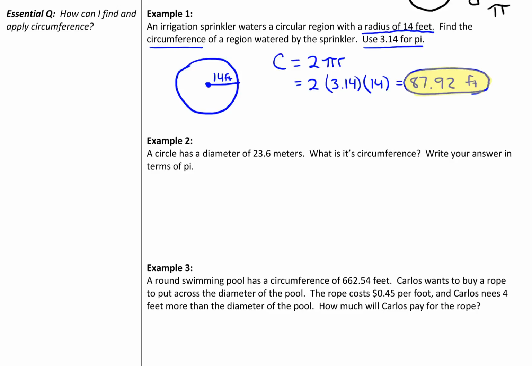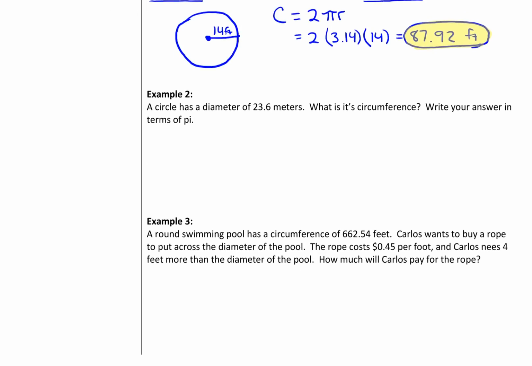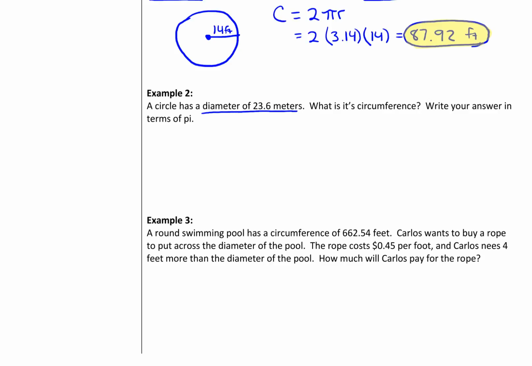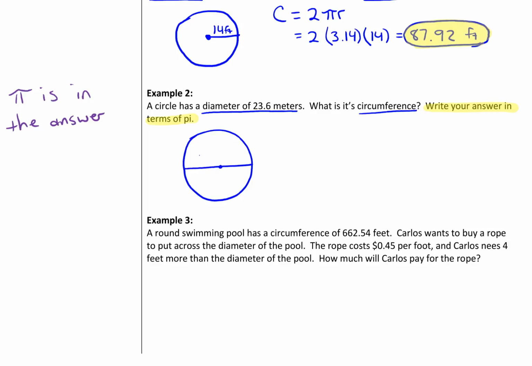Okay, let's move on to example 2. A circle has a diameter of 23.6 meters. What is its circumference? And this time we're going to do something interesting. We're going to write this answer in terms of pi. Okay? And basically all that means is that pi is in the answer. Okay, so let's draw that circle. Looks like that. And diameter is the distance across. So that's 23.6 meters. And since we have a diameter here, let's use the pi times diameter formula.